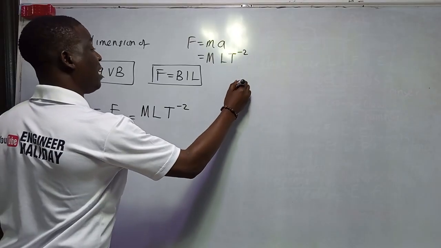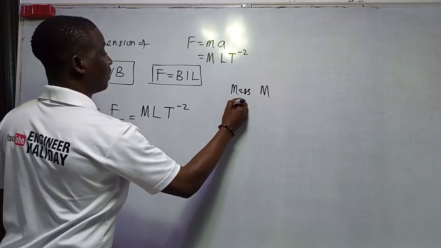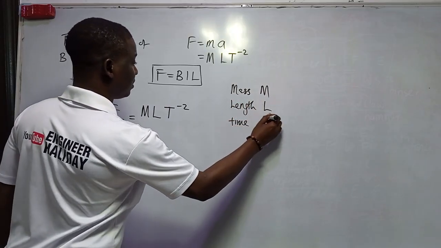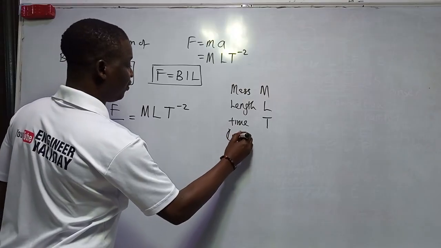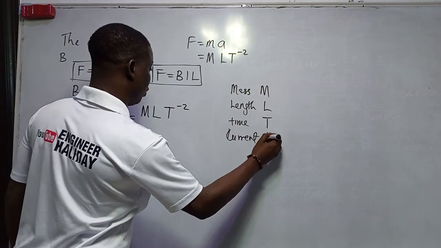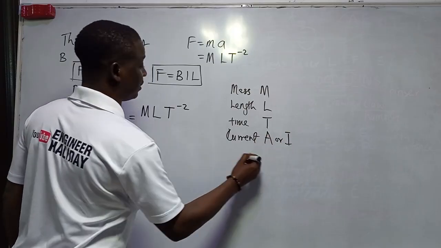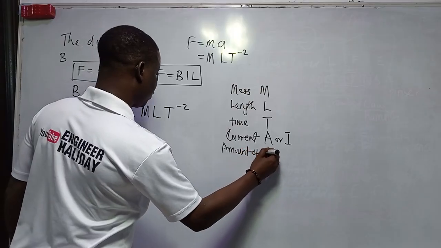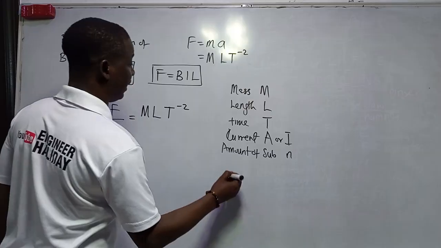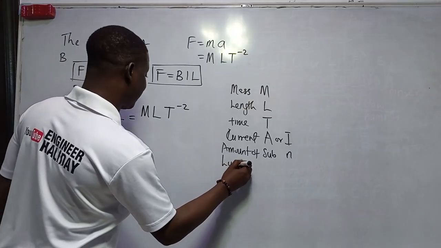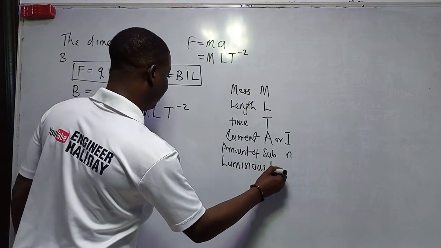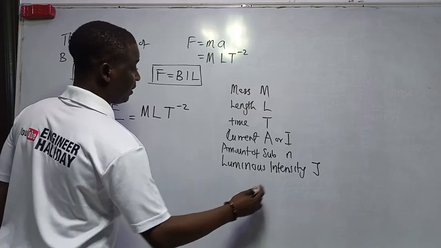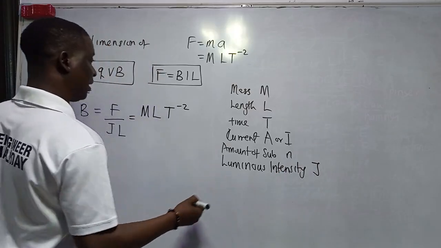Remember, the dimension of mass is M, length is L, time is T. Electric current is A or I. Don't forget. The amount of substance is small letter n. The luminous intensity is J, something like this, and so forth and so on.